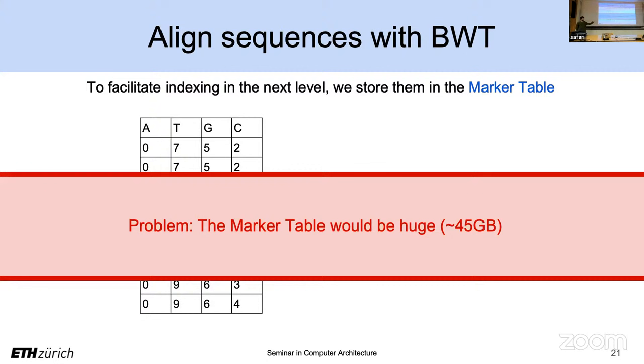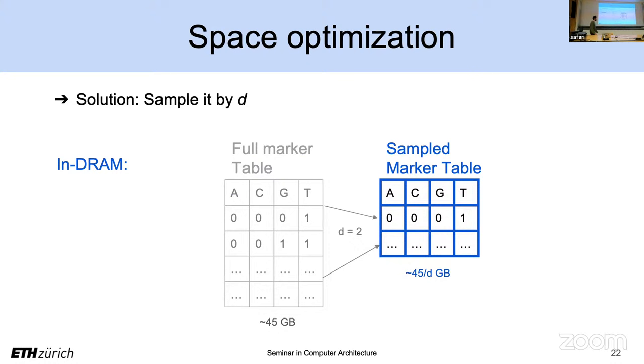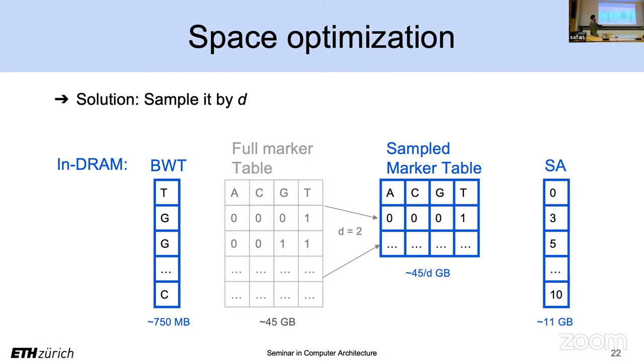So in the paper, they're saying about like 45 gigabytes. So the solution they propose is to sample the table by D, which is a constant. So now in the memory, we don't have all this information. We keep only every D-th row in the memory. So what we are left with in memory is this sample marker table, which is divided by D in size, and the BWT and also these indexes.